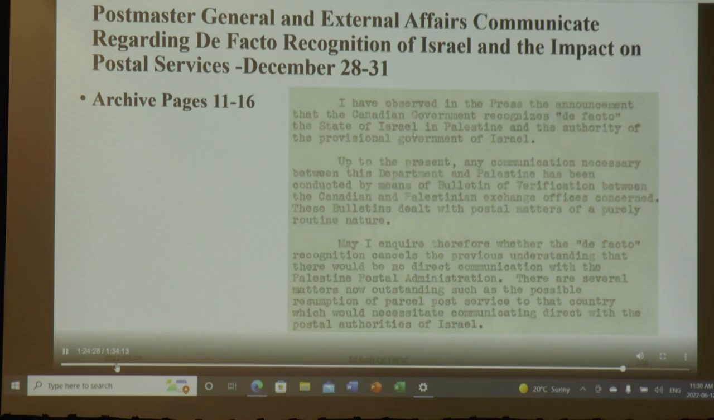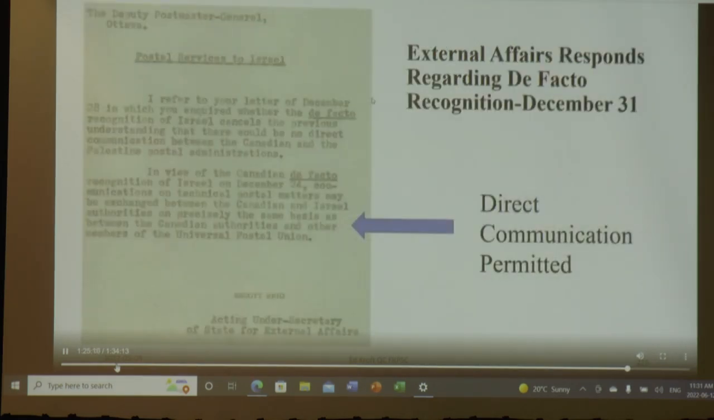And what's so embarrassing for the Liberal government, now that you see the archival material, is the Postmaster General writes a very funny, in hindsight, communication to Pearson. And he says, I've observed in the press that Canada now recognizes the State of Israel on a de facto basis and the authority of the provisional government. We haven't been communicating with anyone at the time, basically because you told us not to. So may I inquire whether de facto recognition cancels the understanding there would be no direct communications? And can we now do parcel post service? And can we communicate directly? And this is December the 28th, December the 31st.